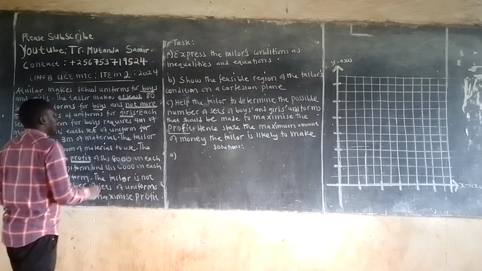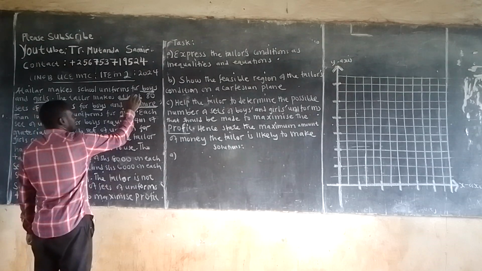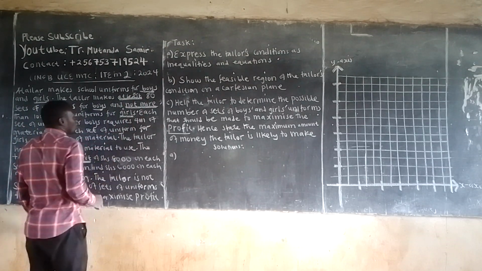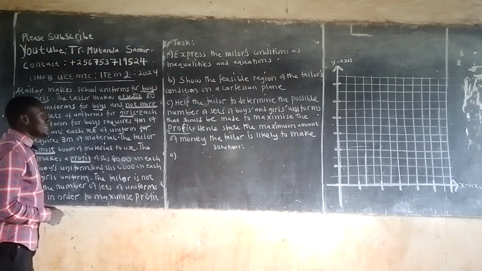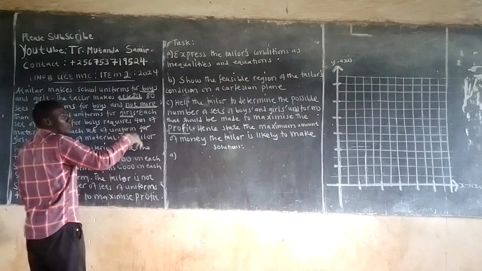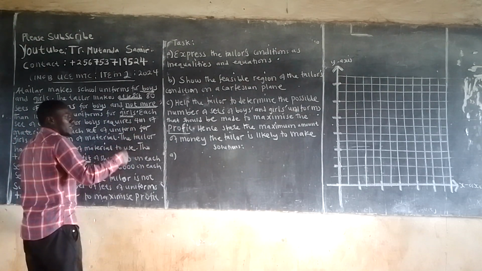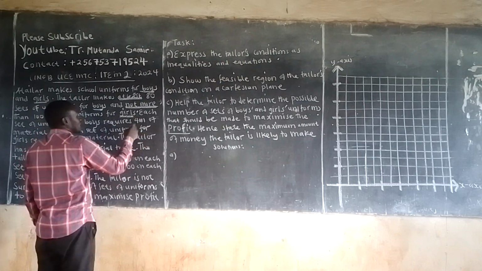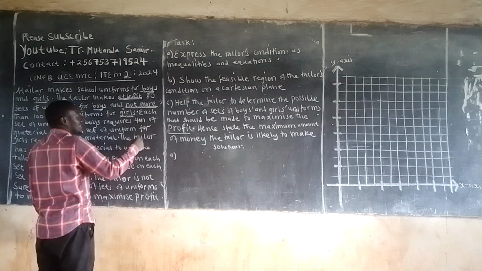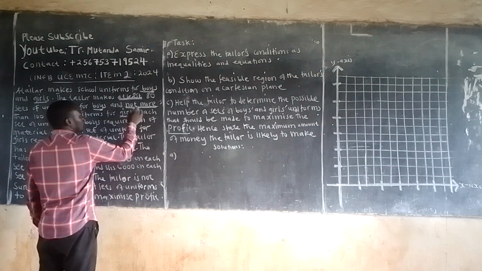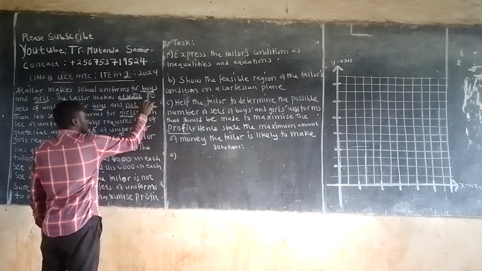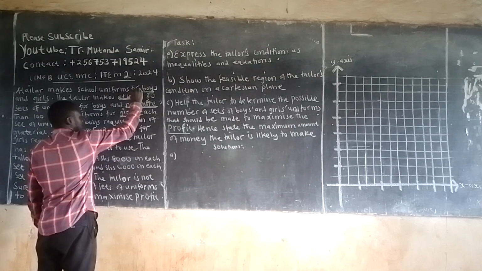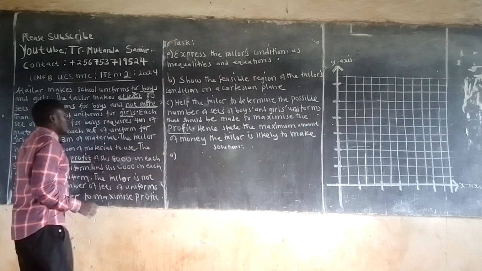This word, at least: the inequality we use for the word at least is greater than or equal to. Then for not more than, if you say not more than 5, it means 5 and below. So not more than 5 is the same as less than or equal to.